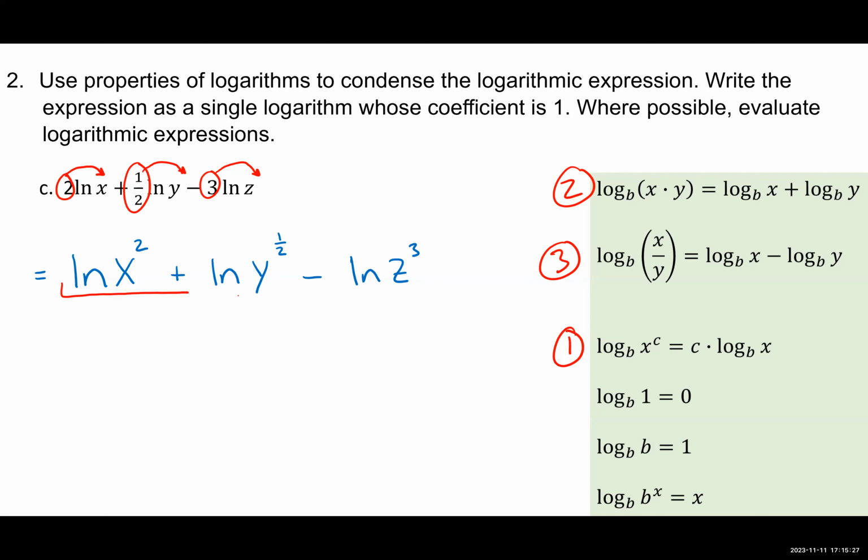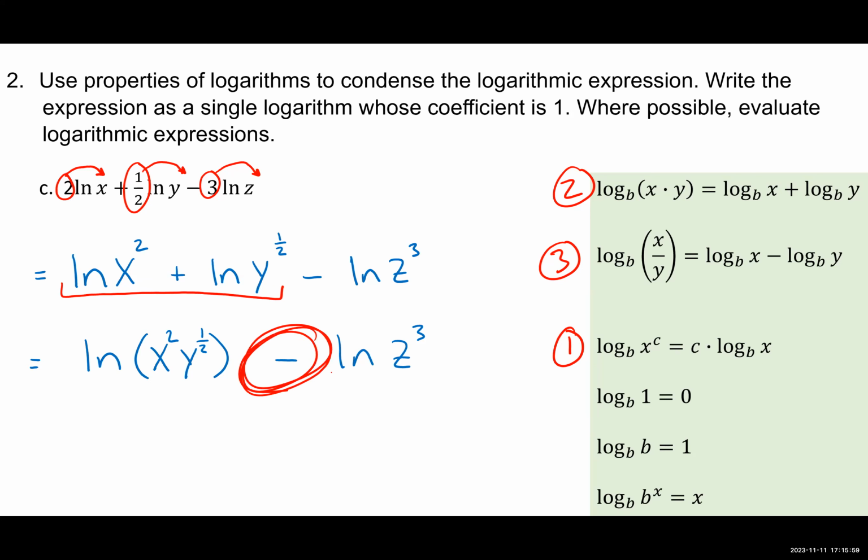But if we combine those two with addition, that's going to be the natural log of, we still got a minus natural log of z to the third. So the natural log of x to the second plus the natural log of y to the half. So that would be natural log of x to the second times y to the half. And now we've got a subtraction.